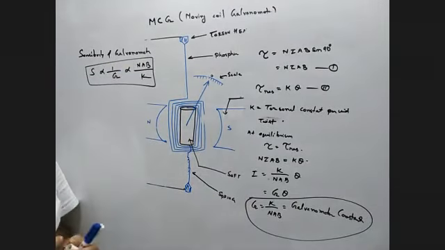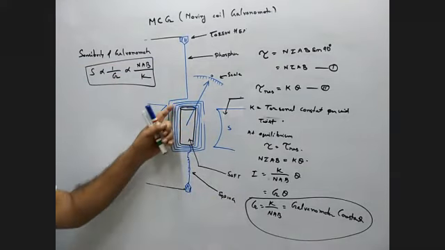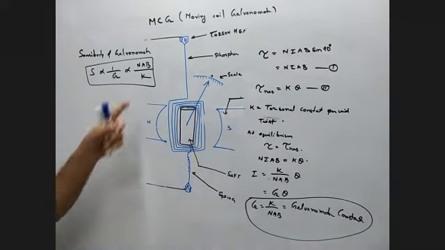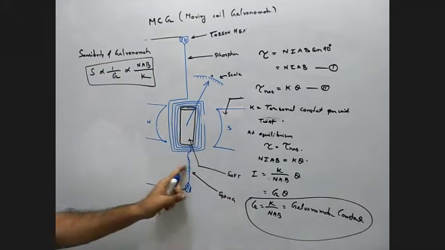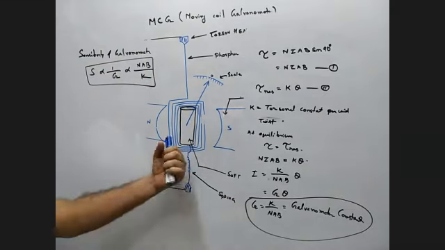How do you make a more sensitive instrument? By increasing the number of turns, by increasing the cross-sectional area, by increasing the strength of the magnetic field, and by decreasing the spring constant. Why by decreasing the spring constant? Because if it's a very hard spring, it's not able to twist.